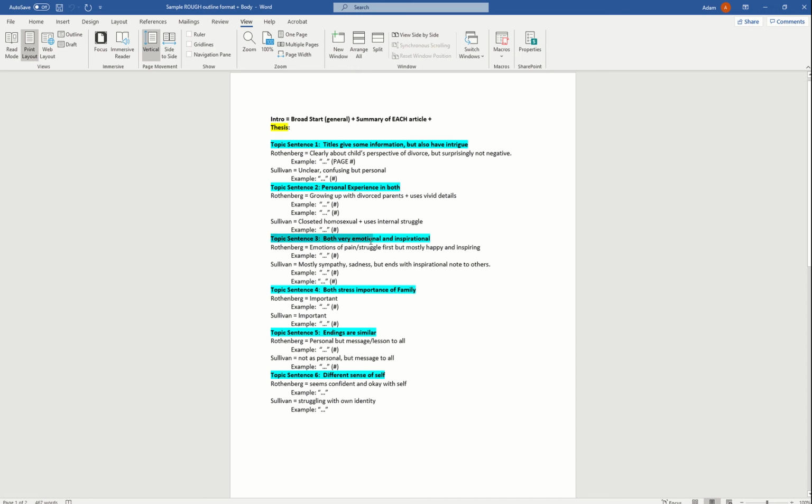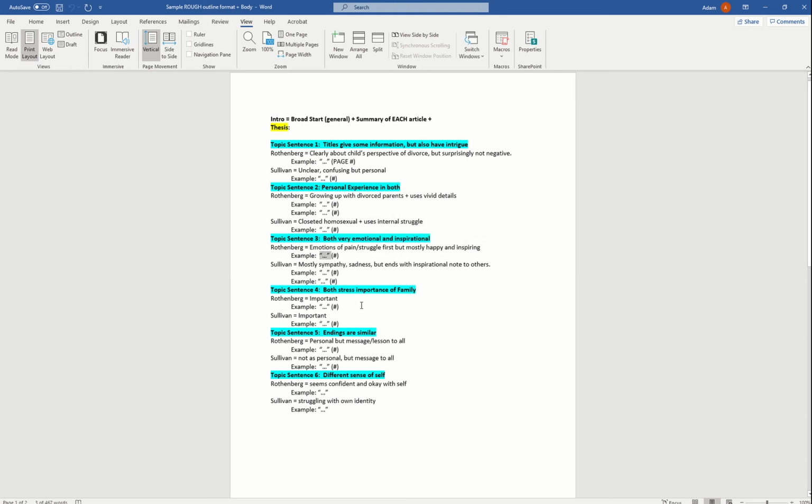Next idea, both are very emotional and inspirational. Okay, so Rothenberg, my idea for her had the emotions of pain and struggle, but mostly happy and inspiring. His had more sympathy and sadness, but ends with an inspirational note to others. I would find my example of this because I need to prove this. Because maybe you read this and you didn't think there were the emotions of pain and struggle, and that it was mostly happy and inspiring. So I've got to give you an example of the pain and struggle.